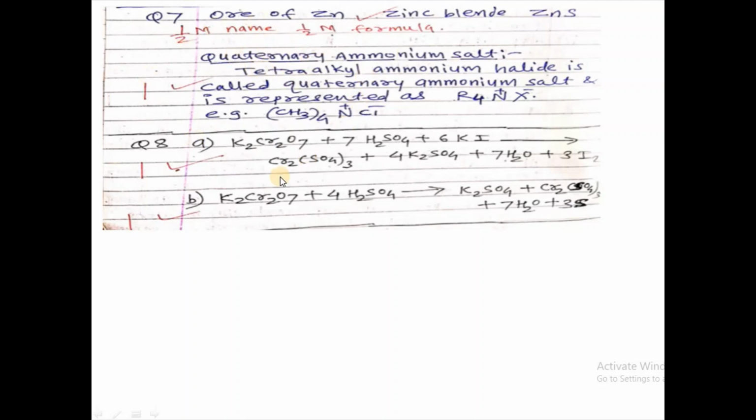Question number 8 is: what is the action of acidified potassium dichromate on the following: KI and H2S. Here I missed writing the H2S in the reactant. 3 molecules of H2S we have to write, and these reactions are balanced by using the redox reaction technique. We can balance the reaction. I have made a video on balancing the redox reaction in my previous videos. You can see that.